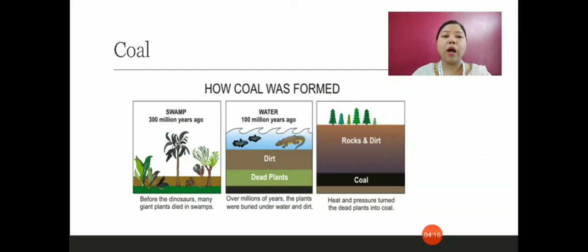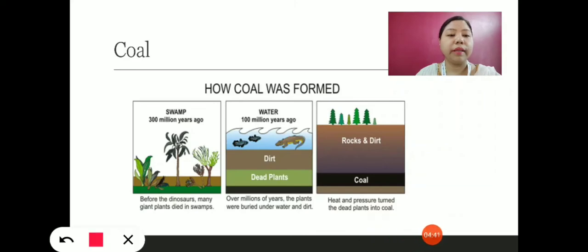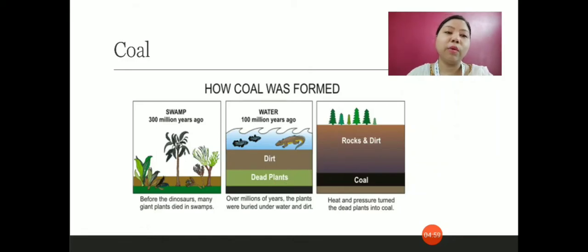Now let's see how coal is formed. So coal is formed from the remains of dead plants. 300 million years ago, before the dinosaurs existed, many plants died in a swampy area. And then as the years passed, over millions of years, the plants were buried under water and dirt. So you can see that the dead plants are buried under dirt and water, and then the pressure on those dead remains increased. As a result of that, it got turned into a solid substance called coal. So this is how coal is formed.